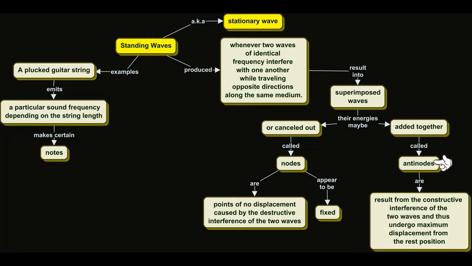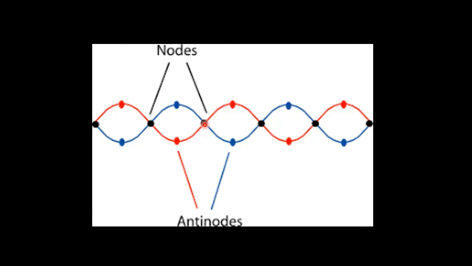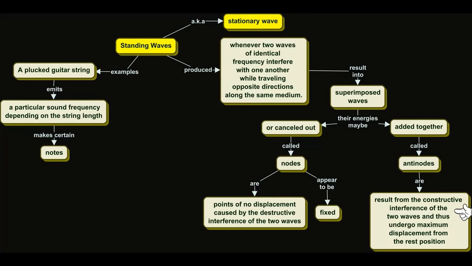This is one segment, this is another segment, and the vibration of this segment is called the antinode, while the one that is just settling at the middle with a very minimal amount of vibration is called a node. So again, the antinode is the result from the constructive interference of the two waves and thus undergoes a maximum displacement from the rest position or the equilibrium.